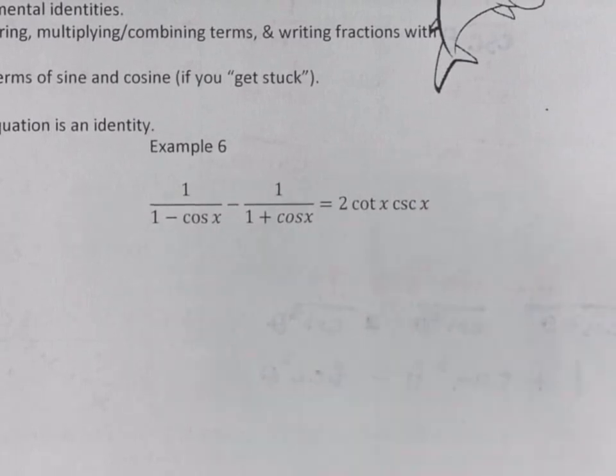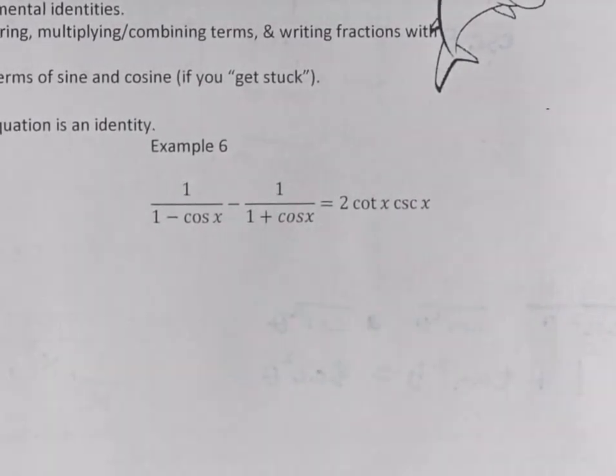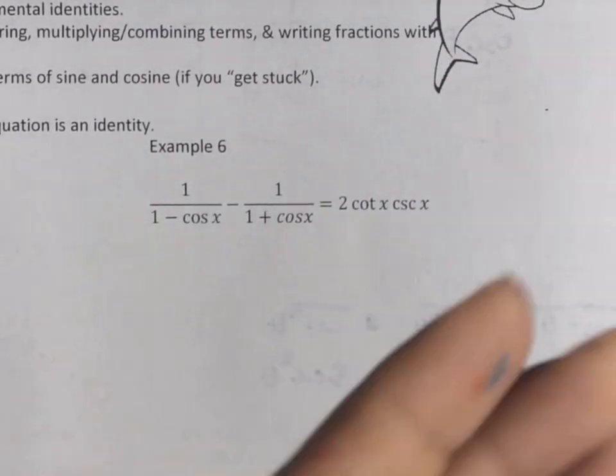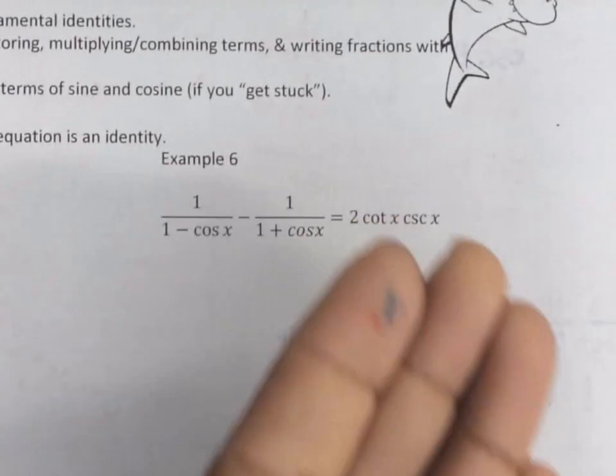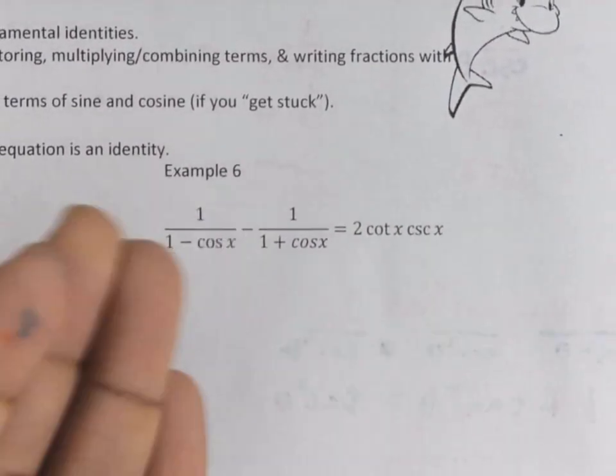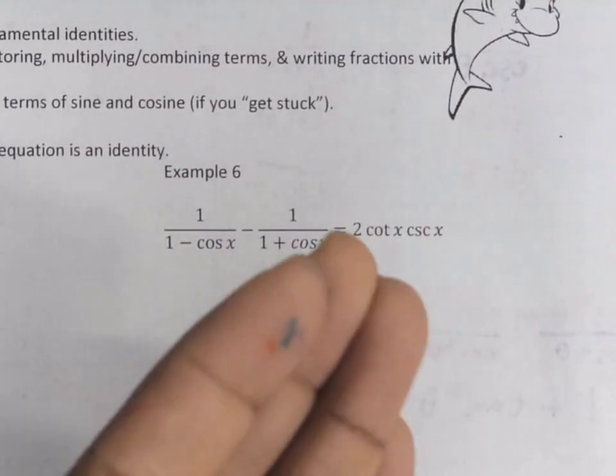It's not like a proof, though. You don't have to write, oh, this is because of the reciprocal identity, or this is because of that. You just do what we just did to show how you get from this to this. More times than not, you will work the left side and want it to look like the right side.